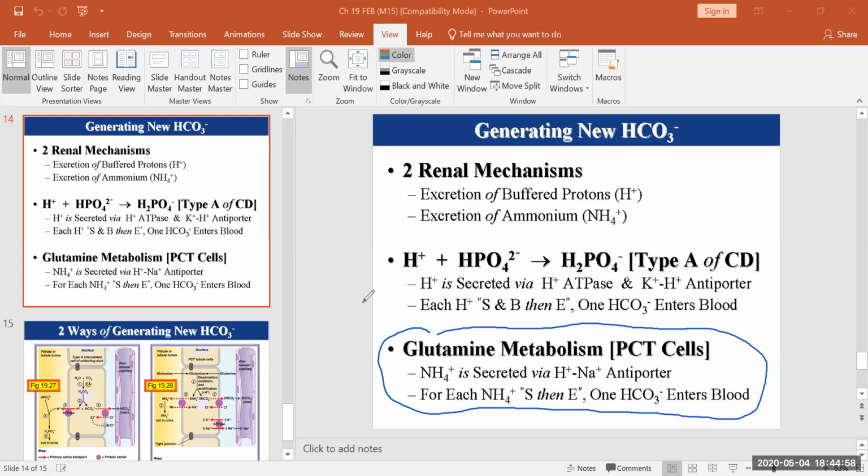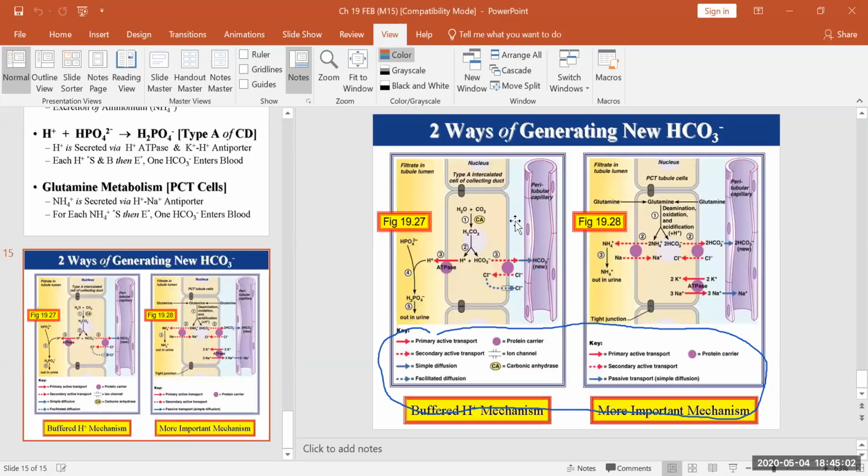So this is the mechanism on this side of the picture. Now we're going to focus on this one. This is the most important mechanism allowing the body to create new bicarbonate, and this is how it works. Glutamine is an amino acid, and that amino acid was also filtered by the glomeruli, right? So it was filtered out. And we're talking about the PCT here. So this is the renal filtrate.